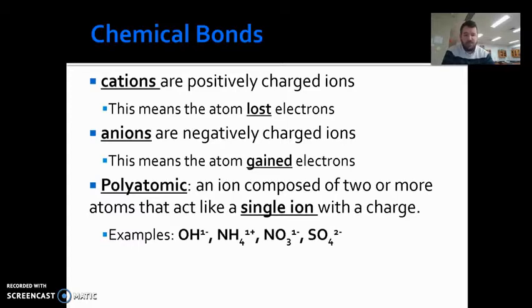Some examples of this would be OH, which is the hydroxide ion. It has an oxygen or an oxide ion bonded to a hydrogen. Or we have ammonium, which is a nitrogen and four hydrogens, which act together to have a positive one charge. Or nitrate, we have a nitrogen bonded with three oxygens, and that has a negative one charge as a group. And then we have sulfur bonded to four oxygens with a negative 2 charge as the group.